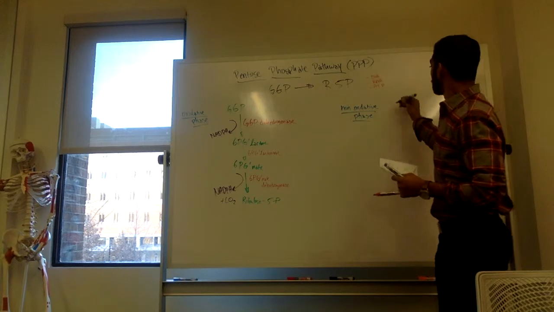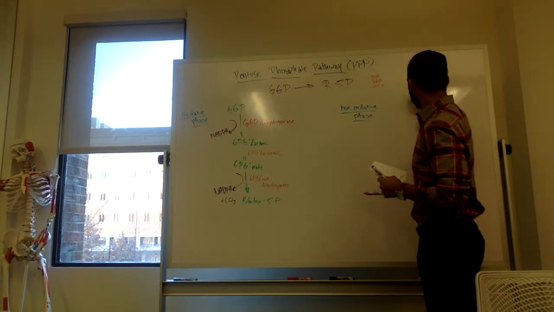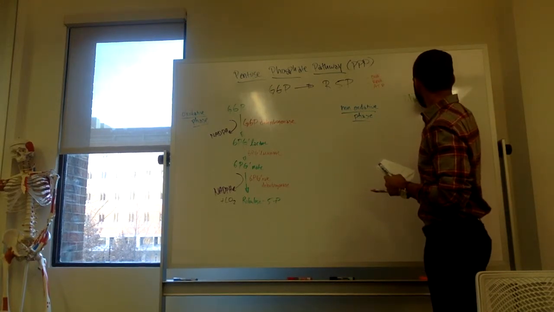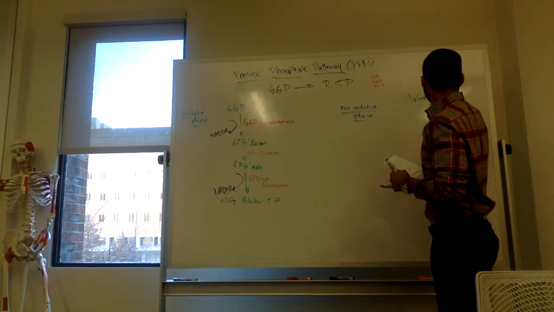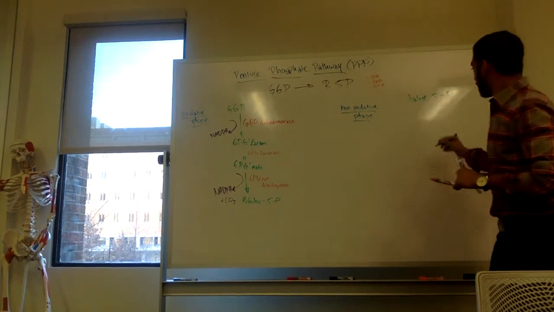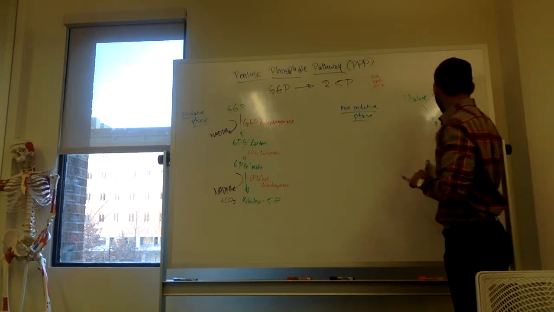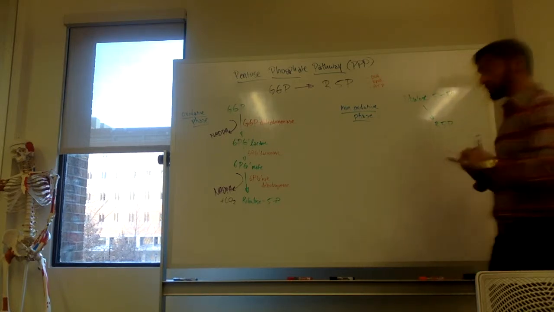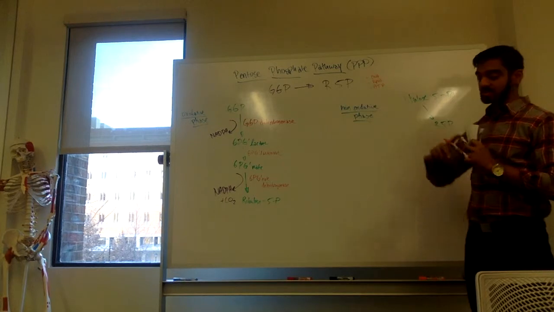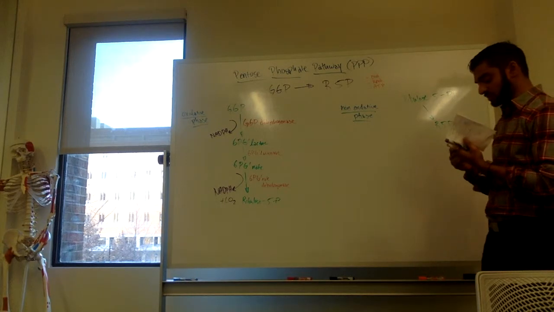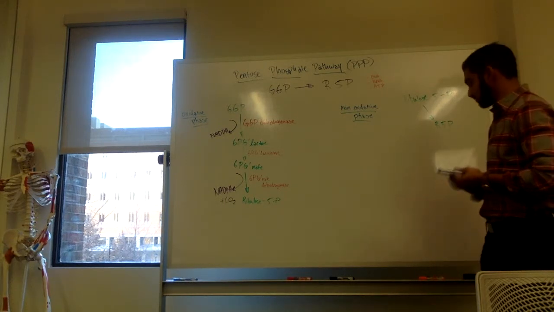Okay, so in the non-oxidative phase, we start with ribulose 5-phosphate. And ribulose 5-phosphate will be converted into ribose 5-phosphate, which is what we want, right? As the ultimate product of our pentose phosphate pathway.